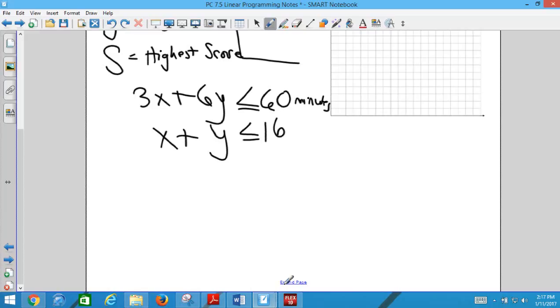Can you answer negative questions? So you know that X and Y both have to be greater than or equal to 0 because you cannot have negative questions. Is that all my constraints?